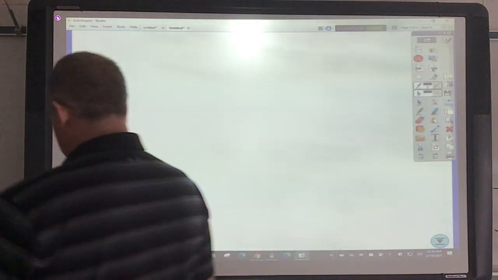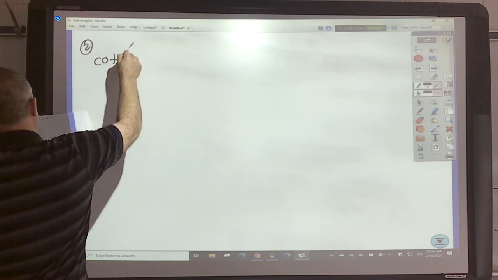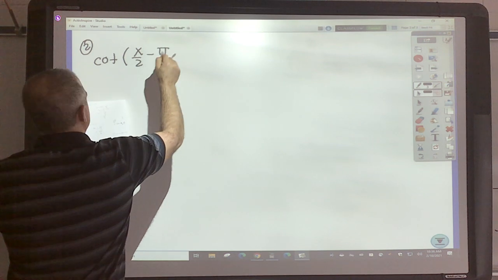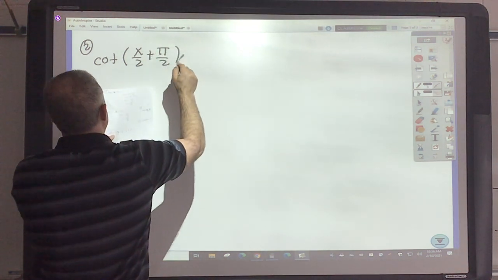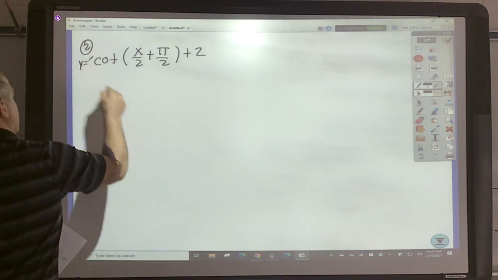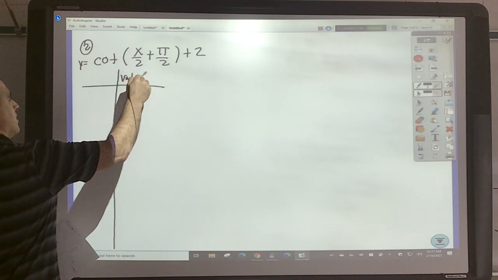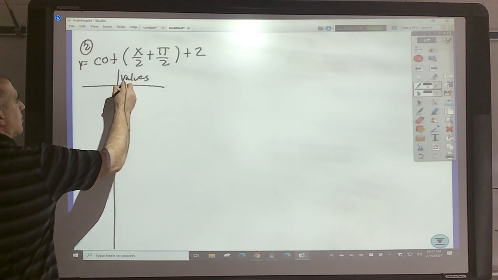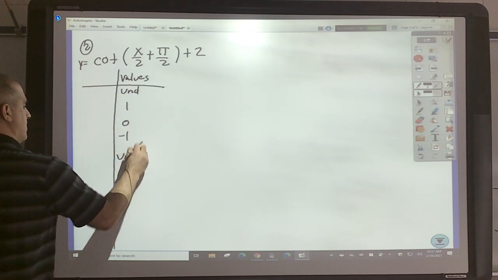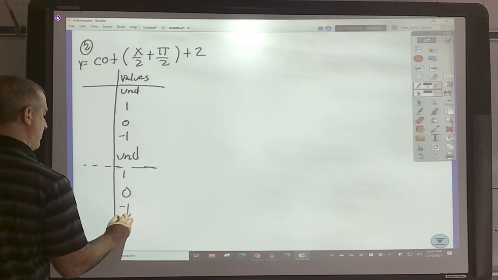Let's do a cotangent example. Let's say cotangent of x over 2 plus pi over 2, plus 2 on the outside, okay? Y equals. All right, so let's start angles and values. My values here are going to be undefined, 1, 0, -1, undefined. That's the first period, 1, 0, -1, undefined.